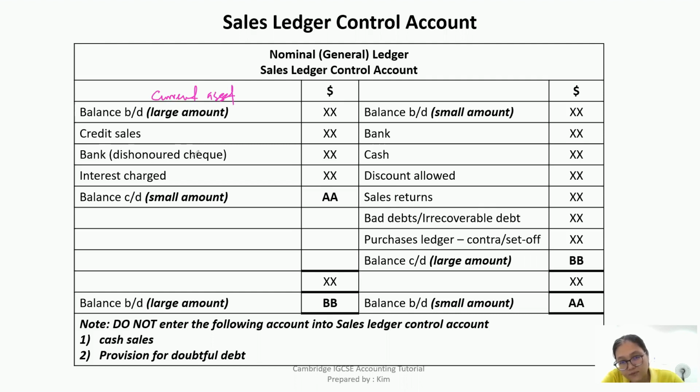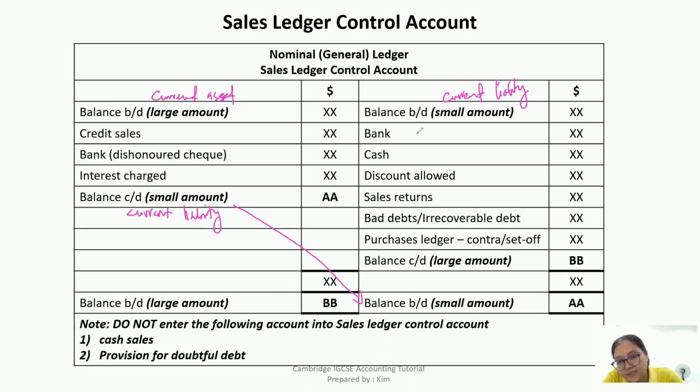Bank: if you have a dishonored check from the customer, you return it back to them, so it's on the debit side. Interest charged means that you charge the customer because of late payment or whatever issue. At the end of the month, you may have some customers whom we are owing, so this will become a liability. The end of the month balance will transfer to the beginning of the following month. This last month means that we owe some customers money, and this is our current liability.